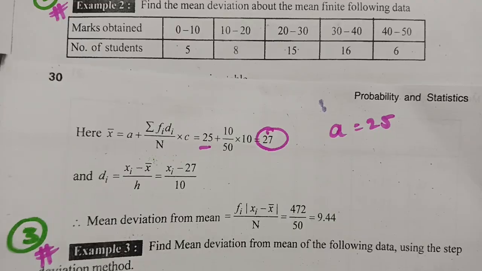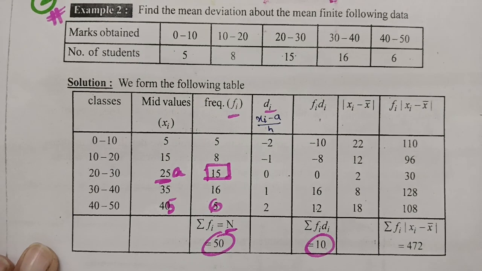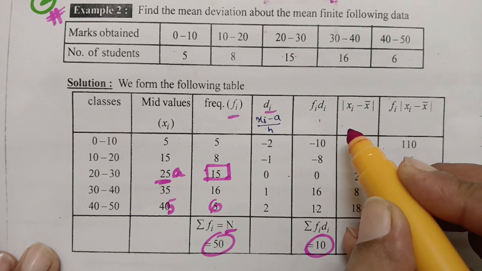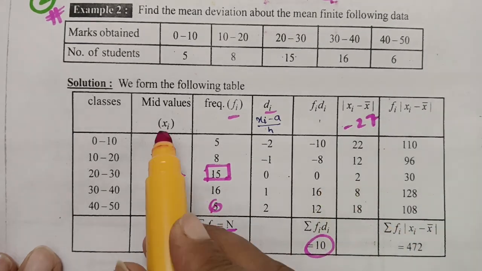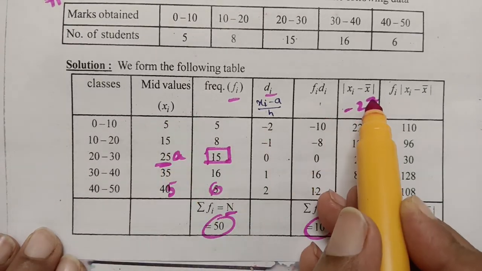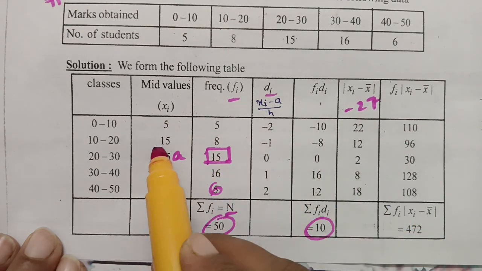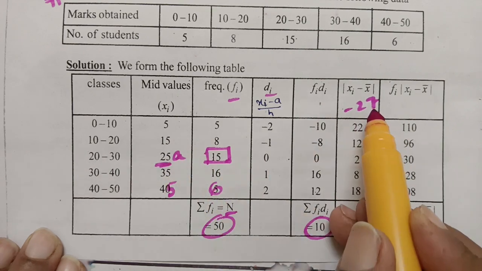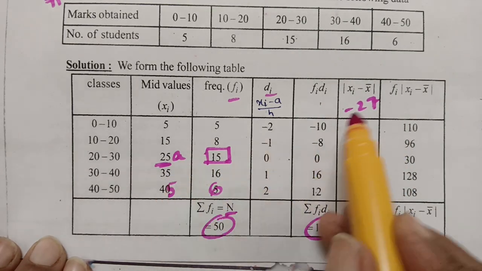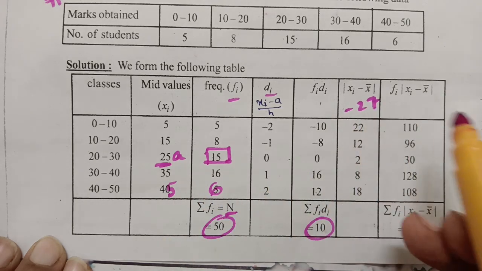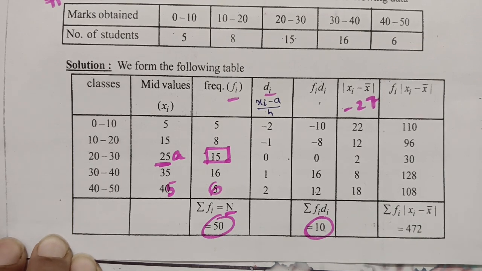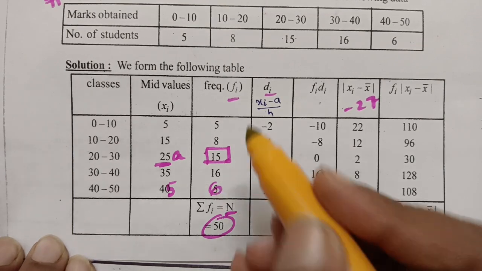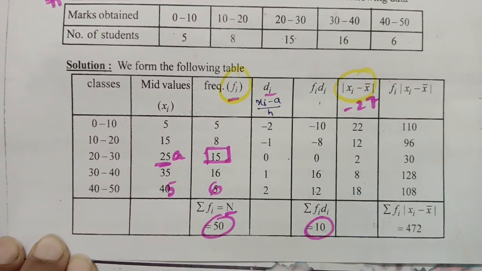Now x bar, we have to subtract from the x column. So x bar is 27, and we subtract 27 from x. So these are all the mid values, that is modulus of 5 minus 27, which is equal to 22. 15 minus 27 is 12, and 25 minus 27 is 2, and modulus 35 minus 27 is 8, and 45 minus 27 here is 18. Now we have to multiply here. Which columns do we have to multiply? f, this is the frequency column, and this is the modulus of x minus x bar column. We have to multiply, so that we'll be getting this one.